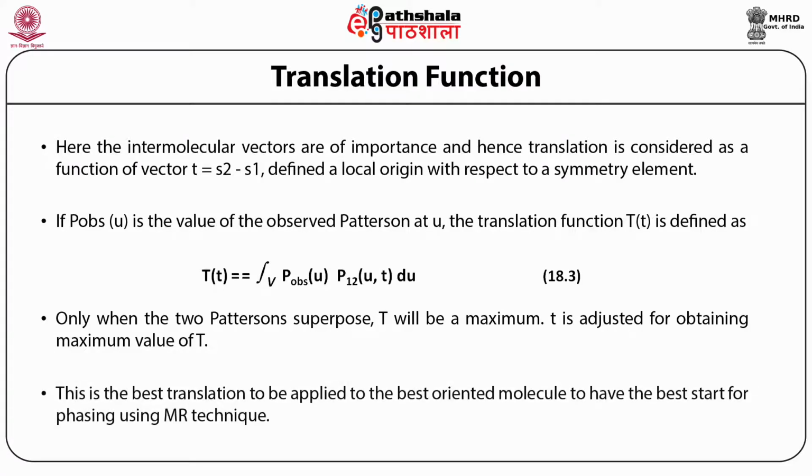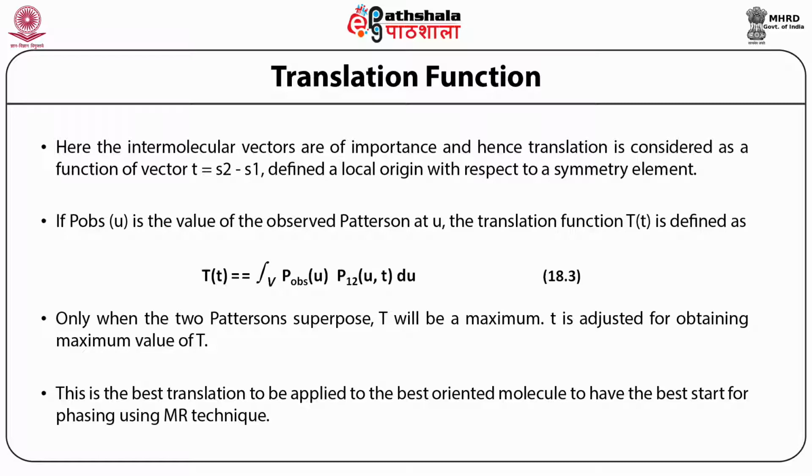So this is the best translation to be applied to the best oriented molecule to have the best start for phasing using the molecular replacement technique. Nowadays, things are different. For doing molecular replacement, you just have to identify the Protein Data Bank entry which is homologous to your sequence, then feed those coordinates, and automatically you will get new coordinates where the rotation matrices and translation matrices have been applied to the original homologous data. With these new coordinates you just proceed with electron density calculation.